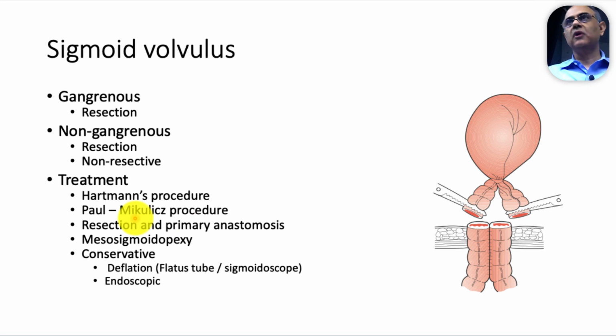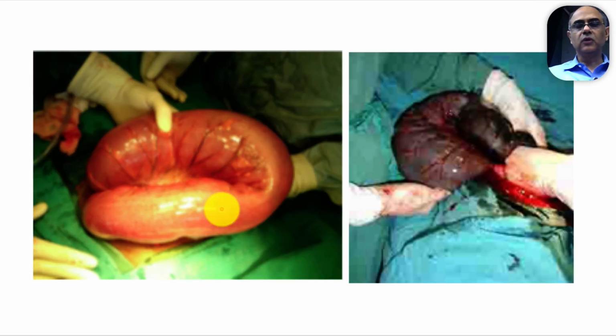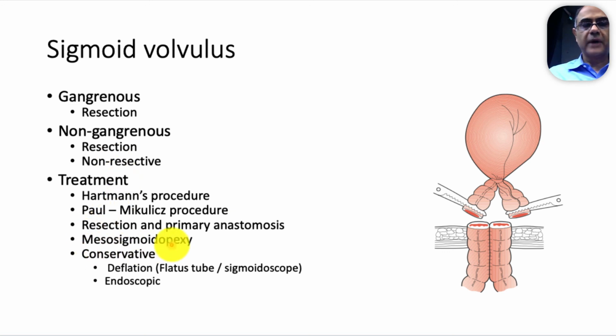If the patient is not very fit, he is elderly, what we will do is put a tube rectally while we are palpating the abdomen. We negotiate the tube through the twist, which we would have untwisted manually, and deflate all of the gut, and then we will do sigmoidopexy. We fix the sigmoid colon to the abdominal wall so that it does not rotate again. Mesosigmoidopexy means we fix the mesentery also.